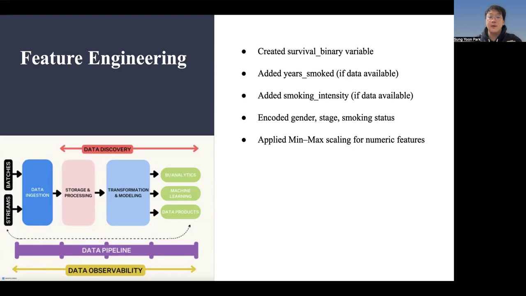Next, I converted categorical variables into numeric form using one-hot encoding. Finally, I normalized the continuous variables using min-max scaling, and this ensures that variables on different scales could be compared meaningfully.